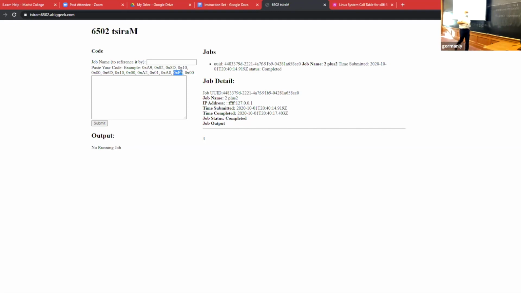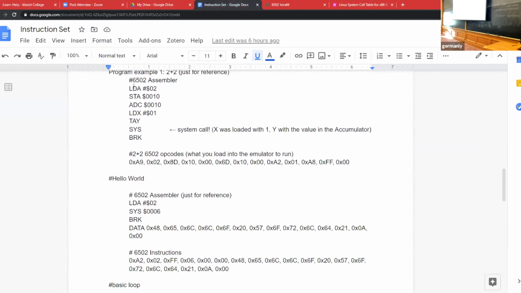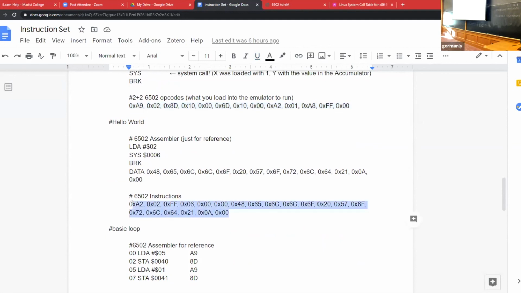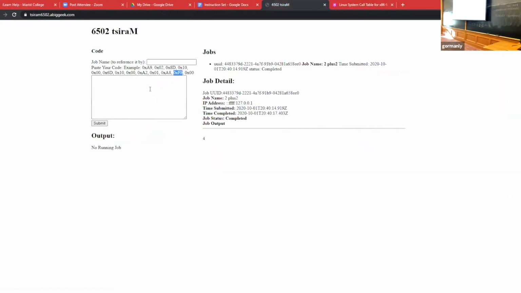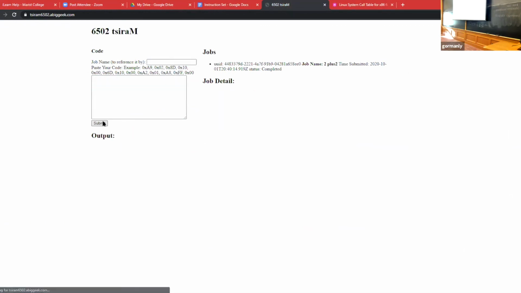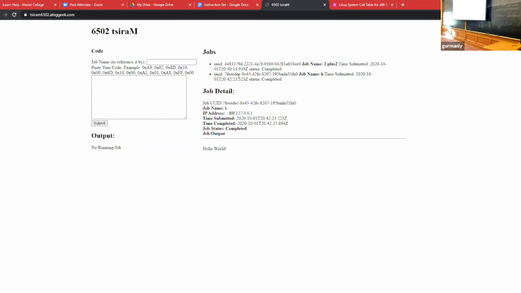There's more here. So I want you guys to look through these programs. If you go to here, whoops, get out of my way, and scroll down, ignore the assembler. I mean, it's there for your reference, but what you really need is this stuff. You can take any of these. This is Hello World. If I copy it in, go up here, just put an H here, hit submit, it runs, Hello World. The job will appear over here. You click on it, you can see what happened.